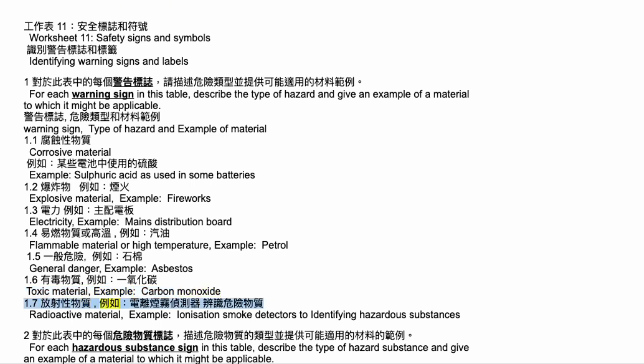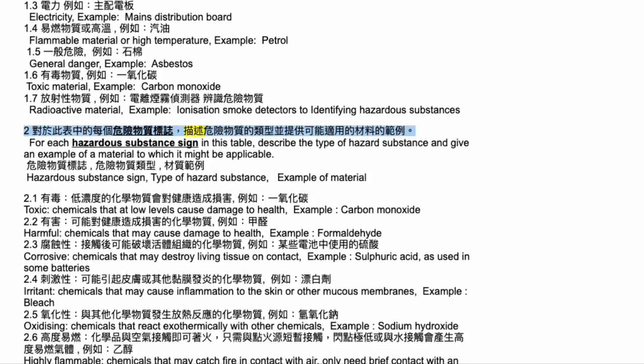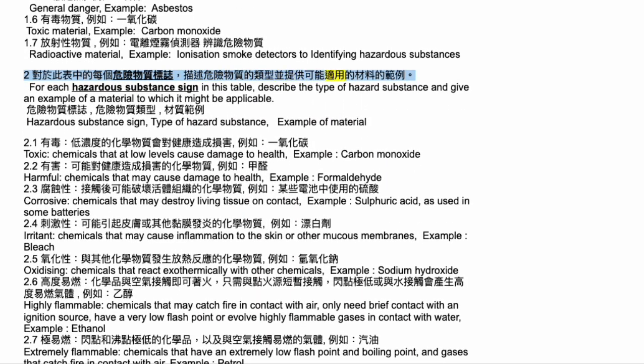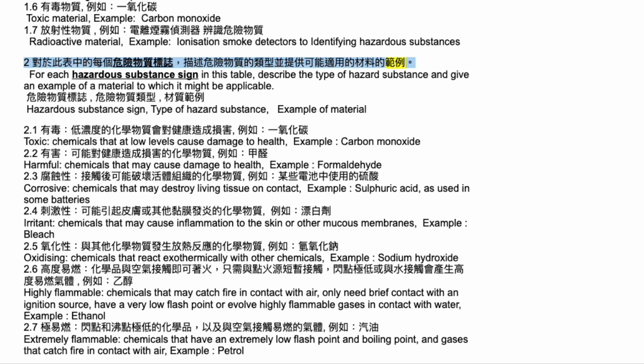Radioactive material, example, ionization smoke detectors. Identifying hazardous substances. For each hazardous substance sign in this table, describe the type of hazard substance and give an example of a material to which it might be applicable. Hazardous substance sign, type of hazard substance, example of material.